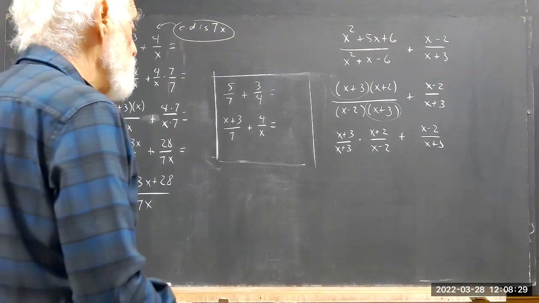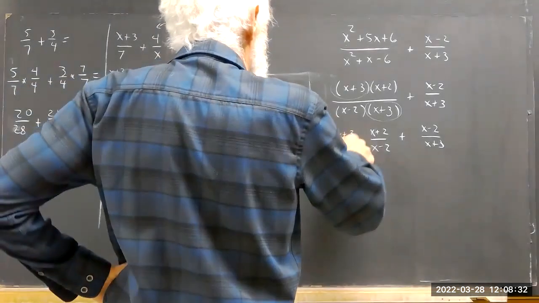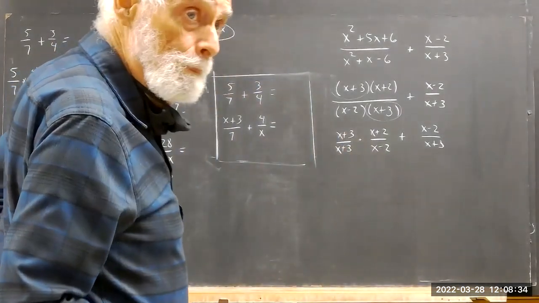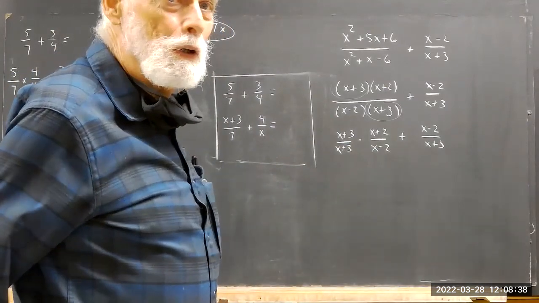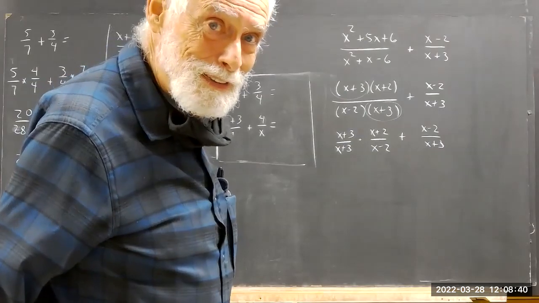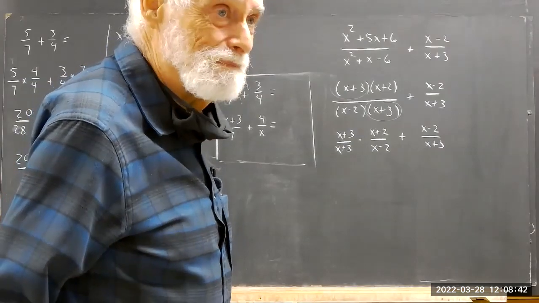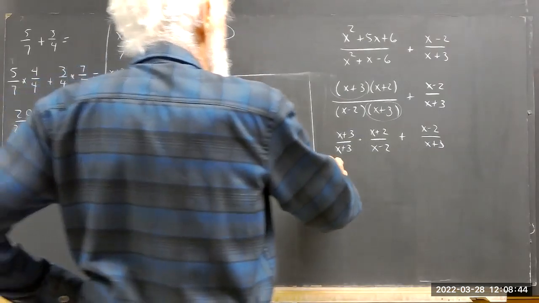Then x plus 3 over x plus 3 is just 1. I don't want to cross anything out. If you do, okay, as long as you do it right, but I say don't do it. Make that into 1.